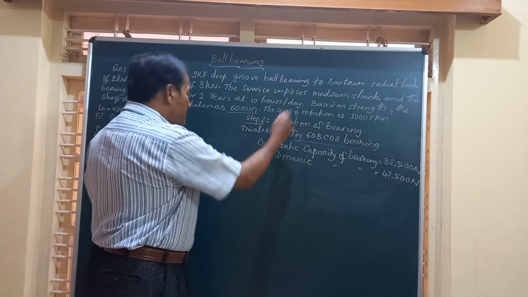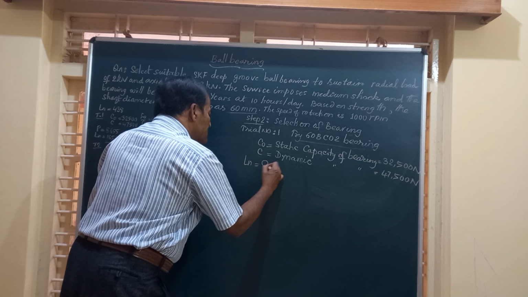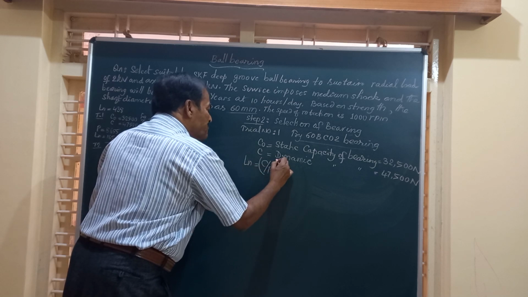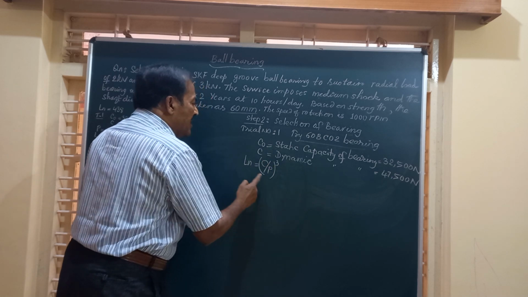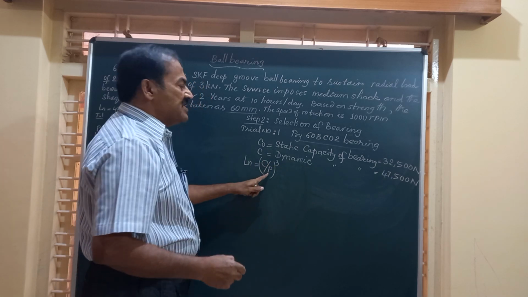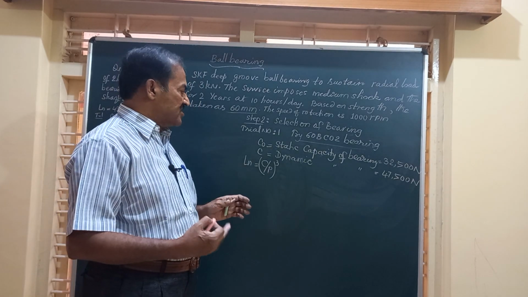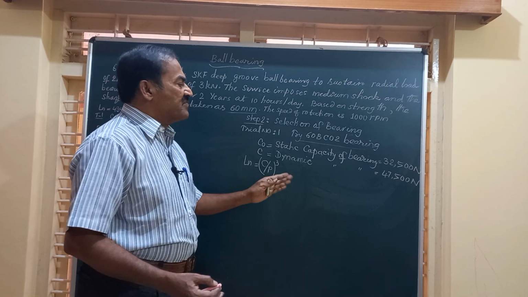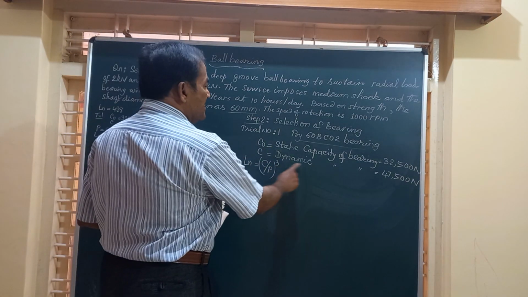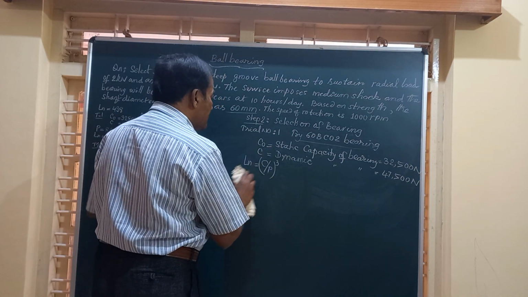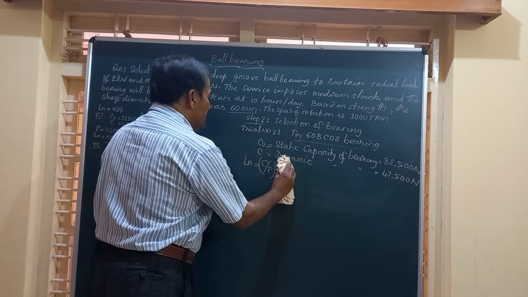Because for the ball bearing, Ln is equal to (C by P) to the power of 3. So here C is the dynamic capacity, and if you are able to find out the value of P, that is the equivalent of radial and axial loads, you can substitute and find out the life of the bearing. Friends, here you have got the value of C as 47,500. I have to find out P to calculate Ln for this bearing.